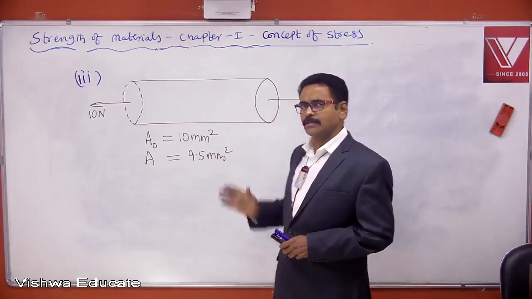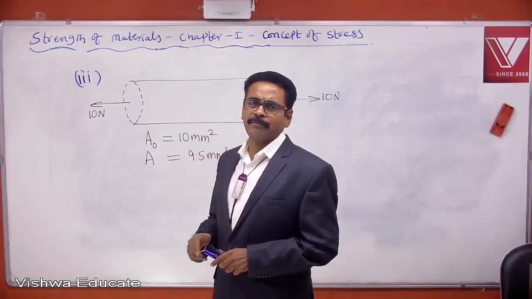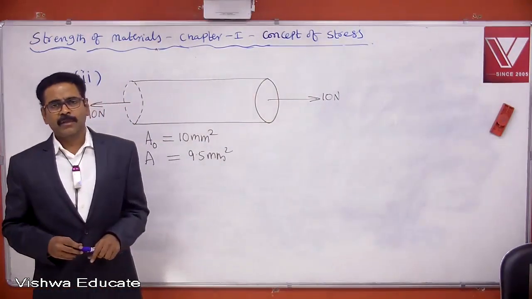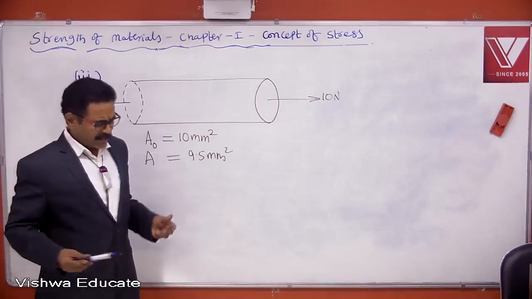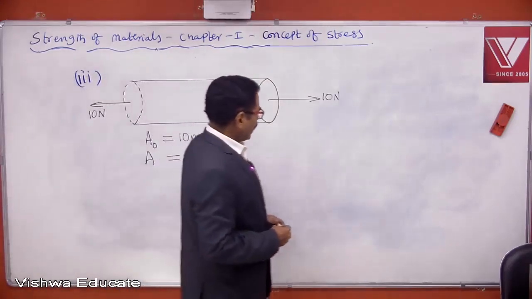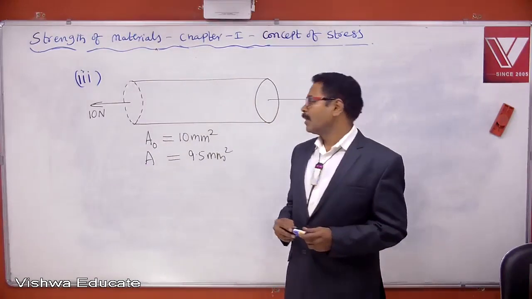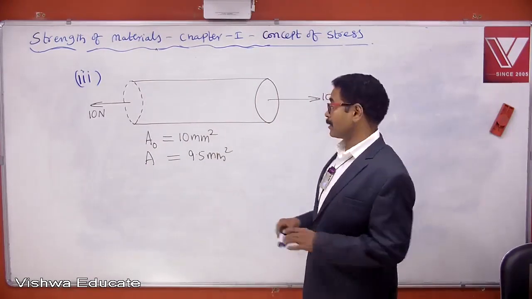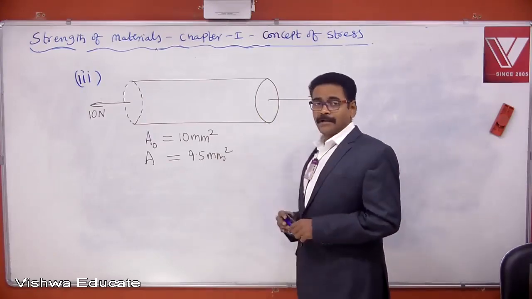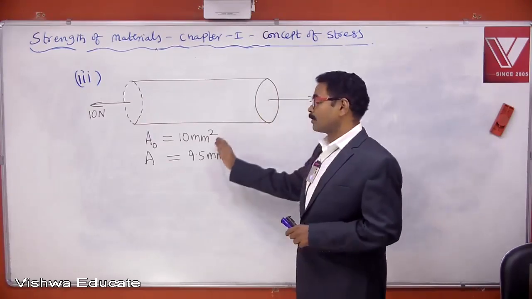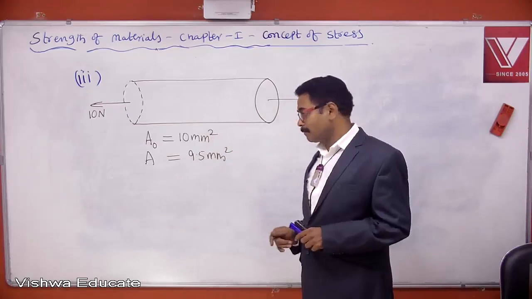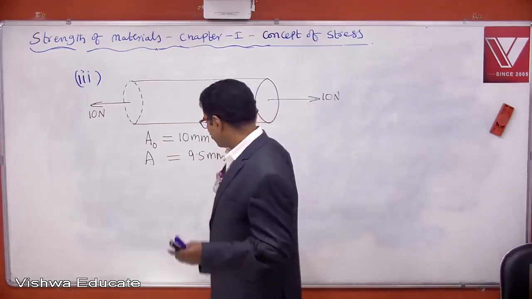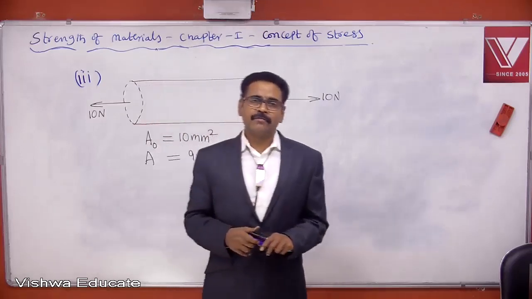Now I would like to ask you one simple question. What is stress in this bar? Is it 10 by 10 or 10 by 9.5? Is it 10 by 10? Force is 10, original area is 10. Or is it 10 by 9.5? Which is correct, 10 by 10 or 10 by 9.5?